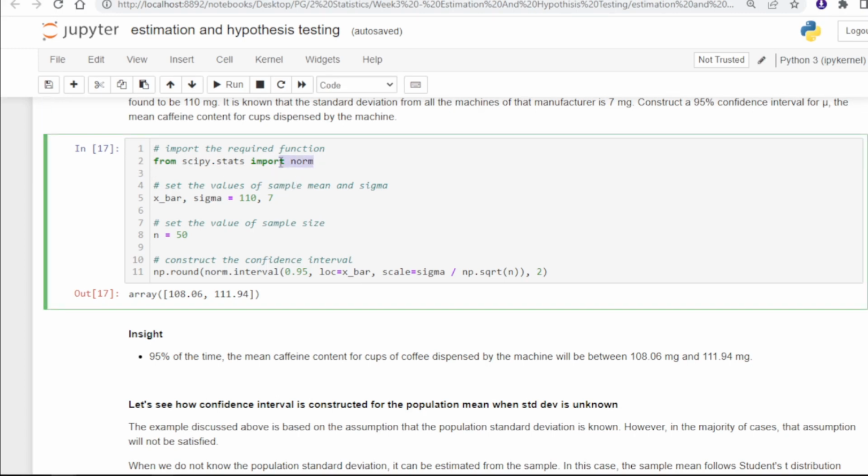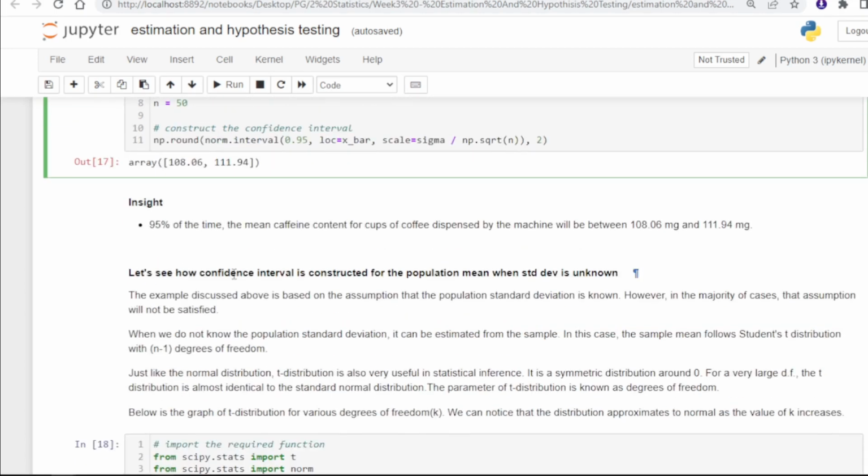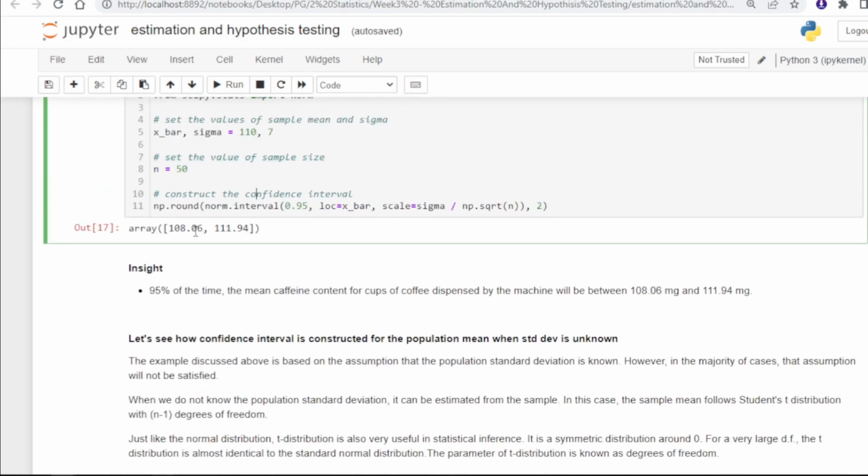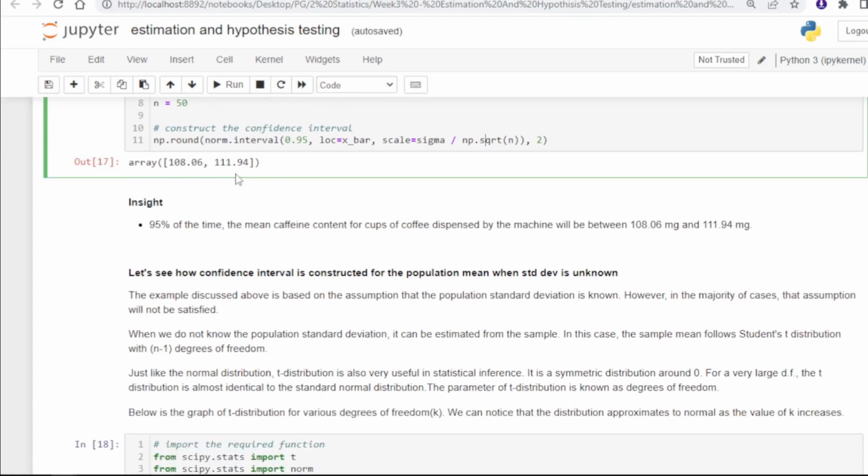First, we will import norm from stats, and we are setting the values of the sample mean and sigma respectively. Then we will define n, and here we will round the norm.interval up to the 95% level, and scale that with sigma. All right, so this is what our array will look like.